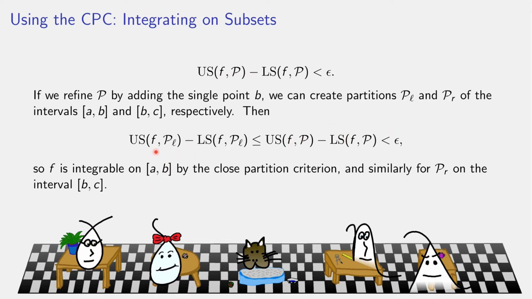So since these were within epsilon of each other, so are these. Okay. So since I was able to find a partition on the left whose upper and lower sums are within epsilon of each other, then the function satisfies the closed partition criterion on the left bit. Okay, and similarly on the right. So where did this inequality come from? On the partition on the left bit, I get actual gaps here between upper and lower sums, and I accumulate them up to the endpoint B. That's definitely smaller than if I went all the way.